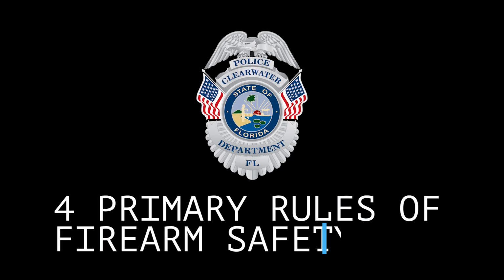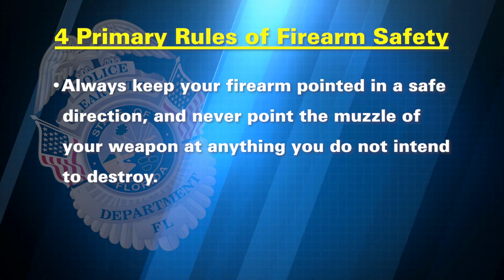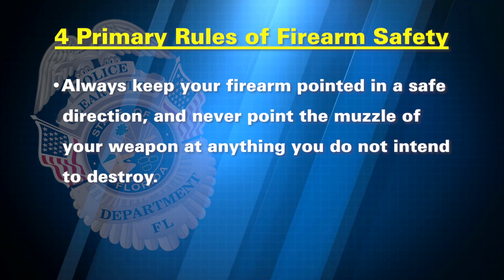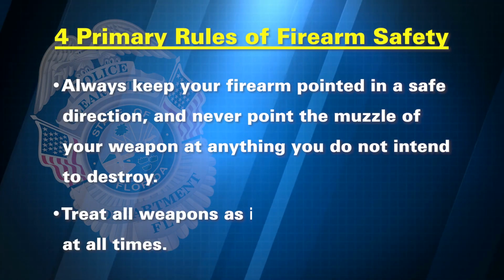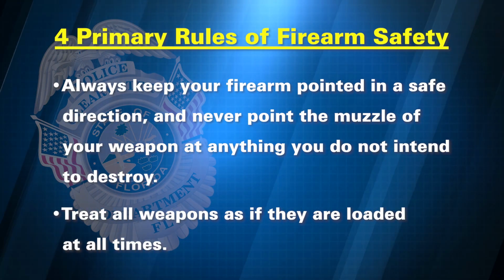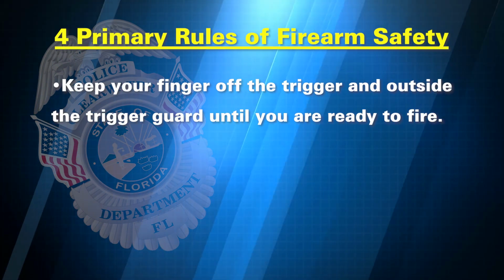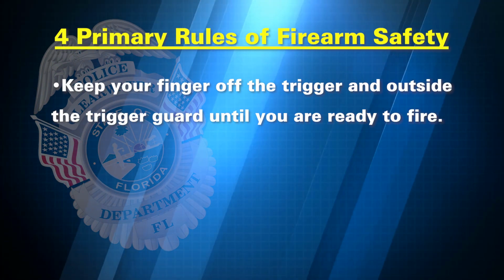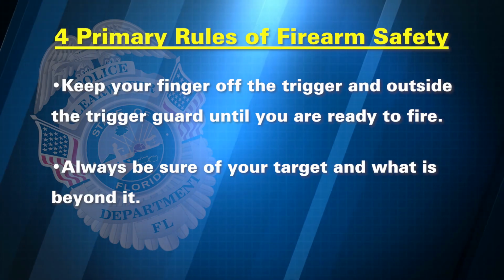The 4 primary rules of firearm safety. Always keep your firearm pointed in a safe direction and never point the muzzle of your weapon at anything you do not intend to destroy. Treat all weapons as if they are loaded at all times. Keep your finger off the trigger and outside the trigger guard until you are ready to fire. Always be sure of your target and what is beyond it.